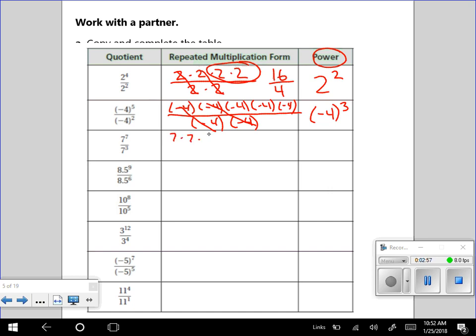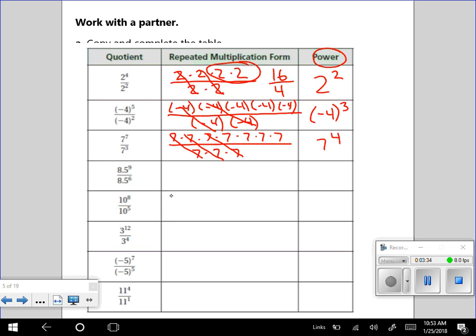So let's try this next one. 7 times 7 times 7 times 7 times 7 times 7 times 7. And then 7 times 7 times 7. Remember, we're looking for the pattern between the exponents over here and the exponents over here. So 7 divided by 7 is 1, 7 divided by 7 is 1, 7 divided by 7 is 1. We're left with 7 to the 4th. So you might start noticing a pattern. 4 and 2 here, and we end up with 2. 5 and 2 here, we end up with 3. 7 and 3, we end up with 4.